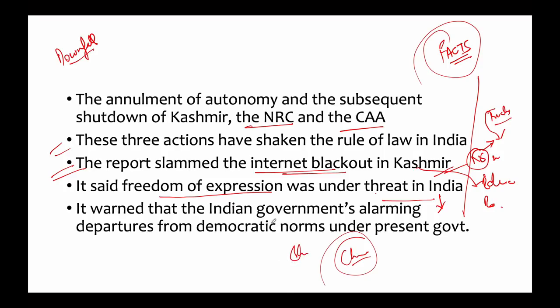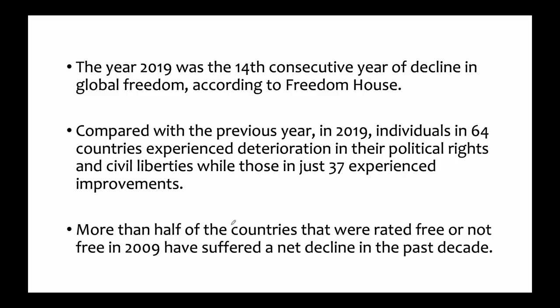So we are departing from the democratic norms under the present government. That is what has been said in this report. In this report, they have said that the year 2019 was the 14th consecutive year of decline in global freedom, according to this NGO Freedom House. So they have compared the previous years.